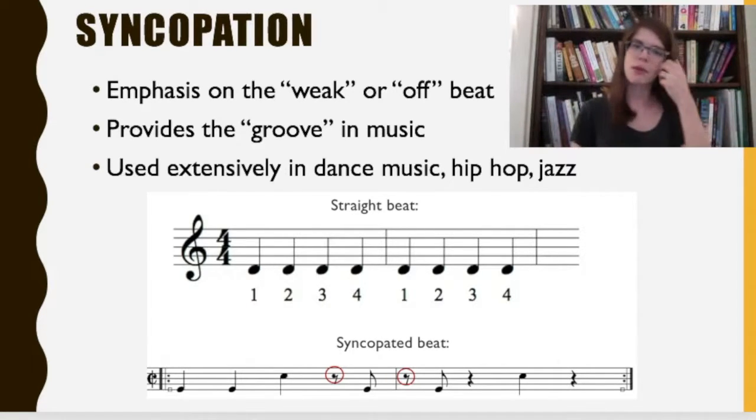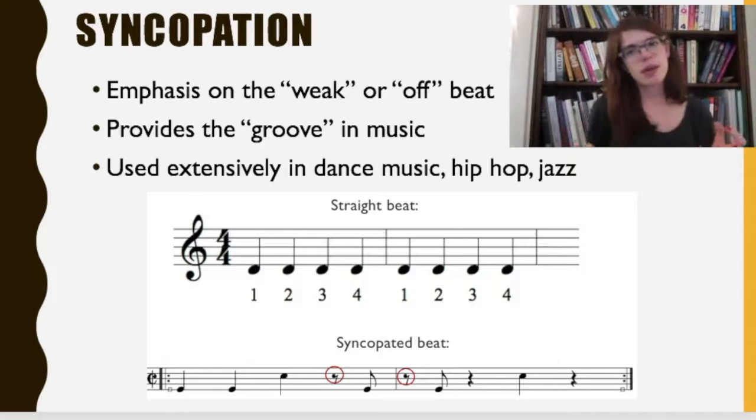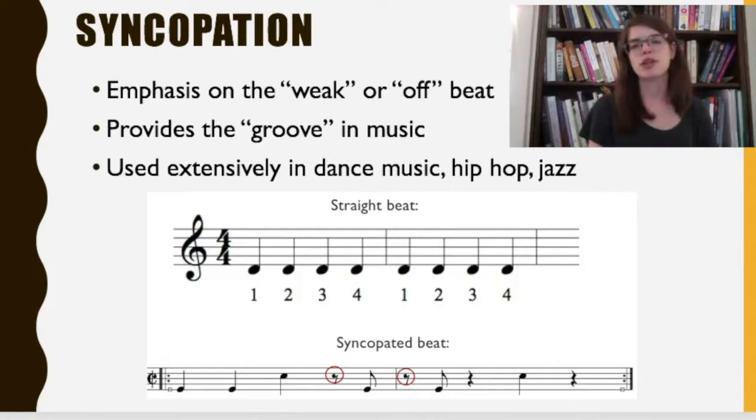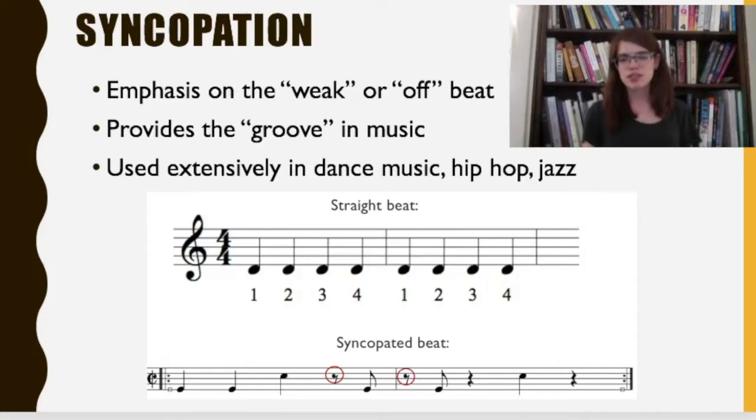whatever's easier to remember. And when you syncopate it, when you emphasize those weak beats, that's what makes you want to dance. That's what gives the groove in the music. That's what makes music sound funky. And so we'll see this used extensively in a lot of popular music, especially anything dance-oriented, hip-hop, jazz, funk, soul. Those are all very much syncopated and reliant upon syncopation.